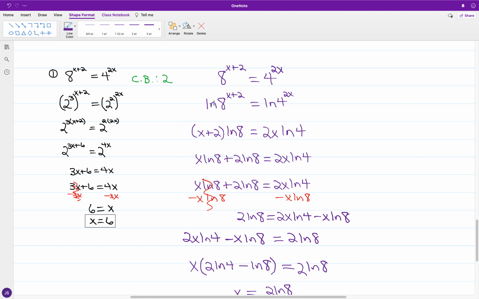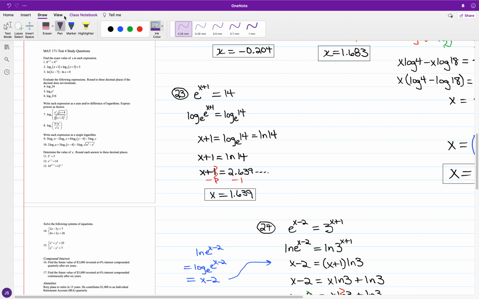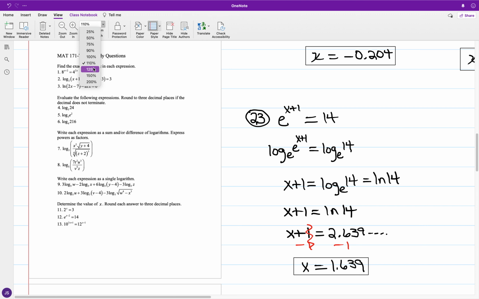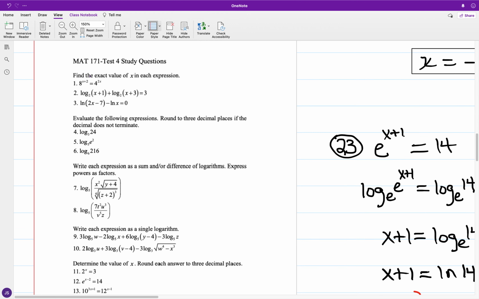All right, now for the next items, regarding number 4, in this particular set you're looking at the change of a base, where you're looking at evaluating the base 3 logarithm of 24. It says round to 3 decimal places if the decimal does not terminate. So you got a change of base formula here.